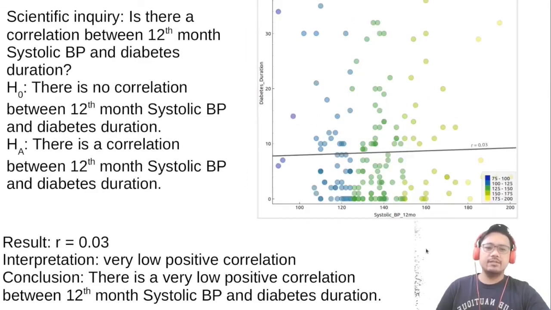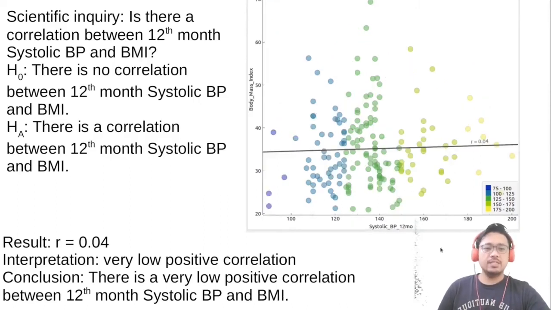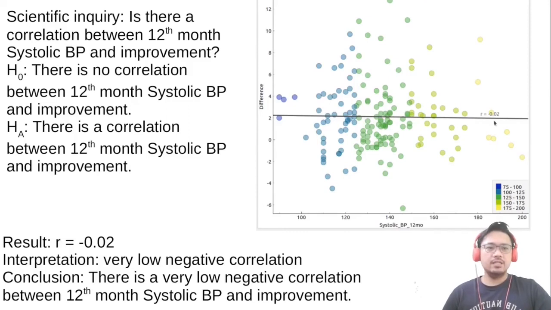Diabetes duration, the coefficient is 0.03, which means very low positive correlation. Age, the coefficient is 0.1, very low positive correlation. Body mass index, the coefficient is 0.04, very low positive correlation. Literacy score, the coefficient is negative 0.15, very low negative correlation. The difference again, negative 0.02, very low negative correlation.